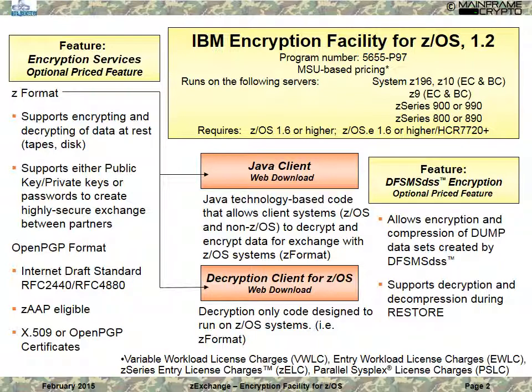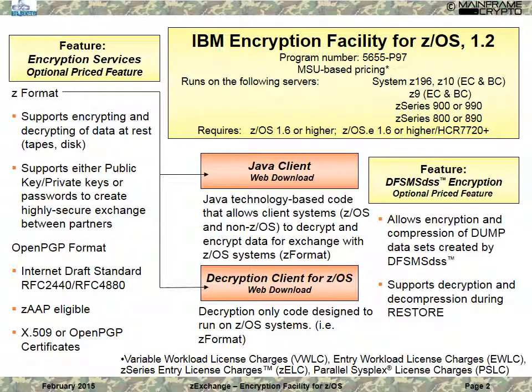There was also a decryption client. With that, your partner who was running z/OS but was not licensed for the encryption facility, they could install this web download. They could decrypt the files that you sent them, but they could not encrypt files and send them back to you. The nice thing about this was if they were running z/OS and they had crypto technology, they could take advantage of that crypto technology with the decryption client, but they weren't able to exploit the full product without purchasing the product.